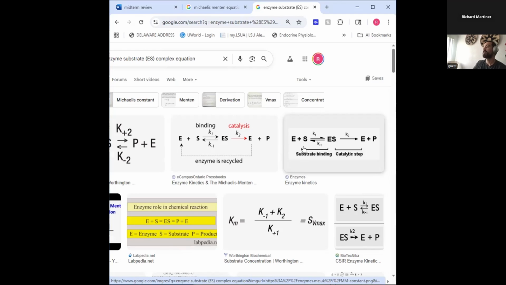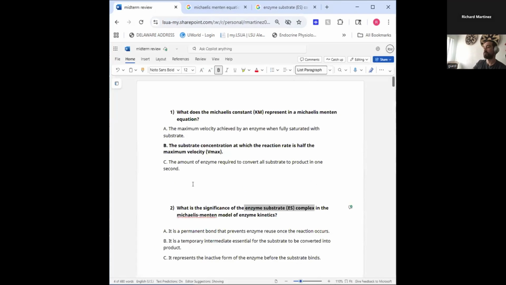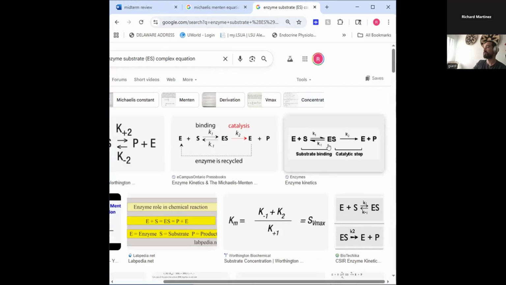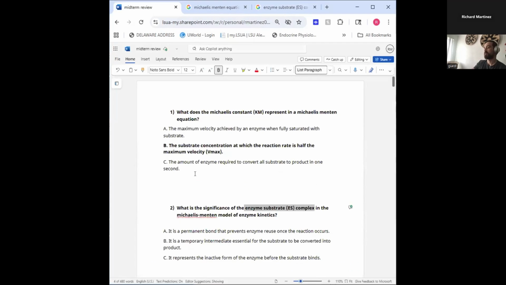Enzyme plus substrate. The substrate binds, so they're no longer by themselves. They're together. This could be a forward and a reverse reaction. But once the enzyme substrate has their catalytic step, K2 forms over here, non-reversible. So let's see if we can figure this out. What is the significance of the ES complex in the Michaelis-Menten model? This is just a temporary step, right before we create the product. We can keep that in mind while we're looking for the answers.